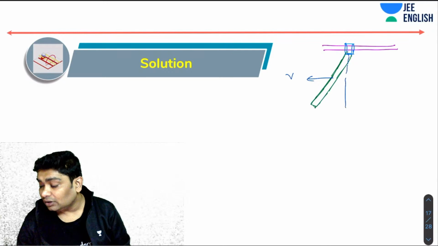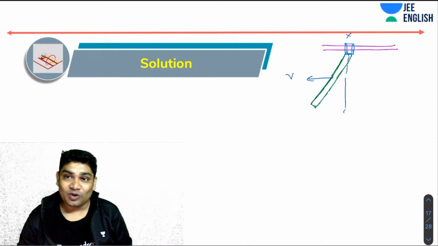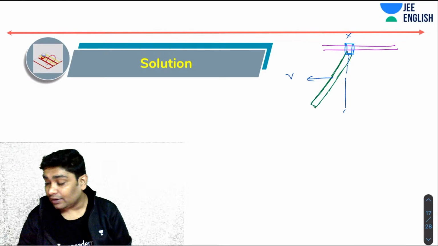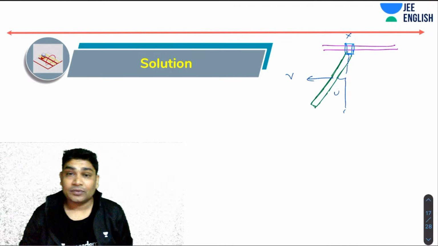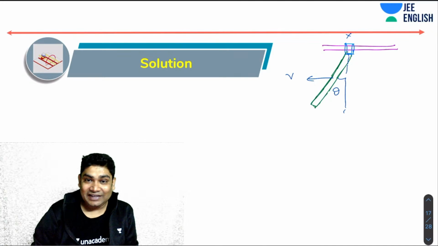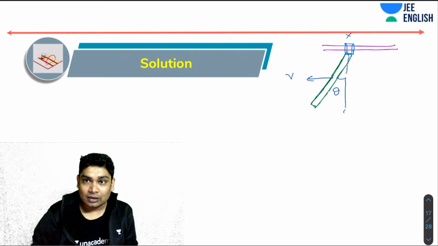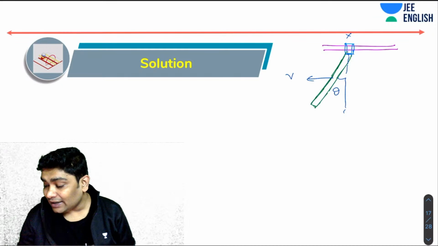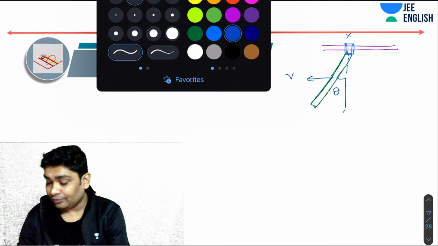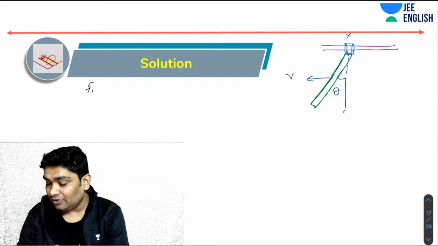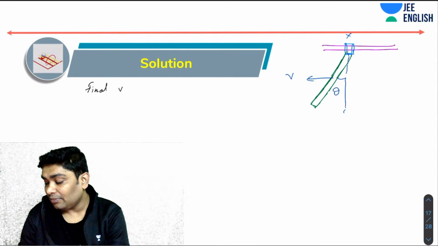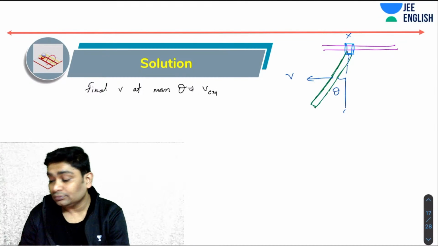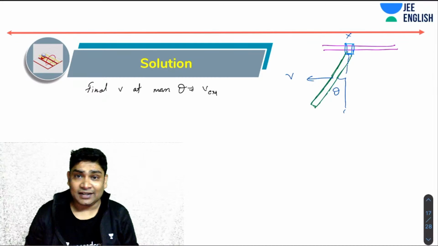At the maximum angle, with respect to this point, it would have come to rest. So every point must be translating, right? If the maximum angle is theta, then what will you have? Let's see. Can I say this final V would be equal to VCM? Final V at max theta would be equal to VCM. Correct. So if I can figure out the VCM initially, then I can figure out the answer.